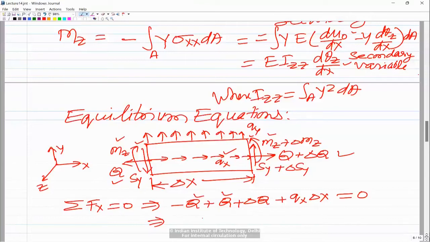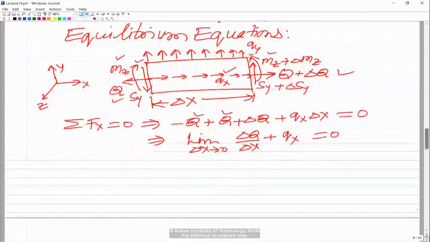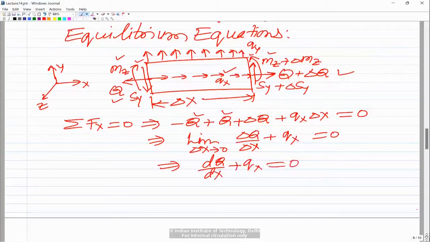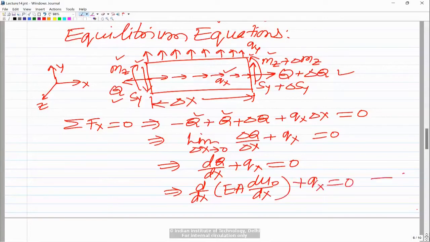So what we do is we divide it by delta x and take the limit delta x going to 0, because we want to derive the equilibrium equation which is valid at a point. So then we have limit delta x going to 0, we will have delta q by delta x, and then here we will have qx, this will be equal to 0. And as you know, by definition of differential, the first term is dq by dx, so dq by dx plus qx is equal to 0. Now we know that we have already written that q is EA into du naught by dx. So then this becomes d by dx of EA into du naught by dx plus qx is equal to 0. And let me number this as equation one. So this is one equation.